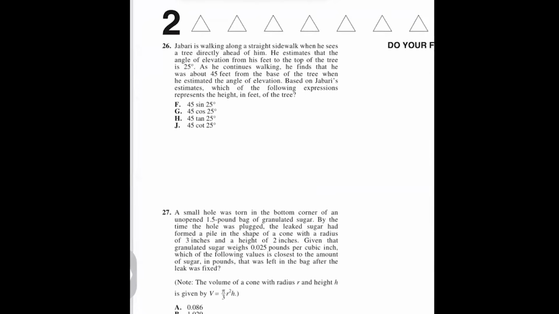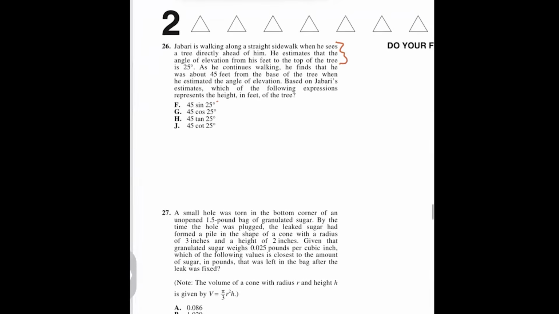So number 26, Javari's walking around the straight sidewalk. So right here is kind of like fluff, so you're going to see me skip a good bit. So let's figure out what we're going with based on Javari's estimate. Which of the following expressions represents the height in feet of the tree? So instead of me just straight reading down, I start skipping around to figure out what I am actually solving for.